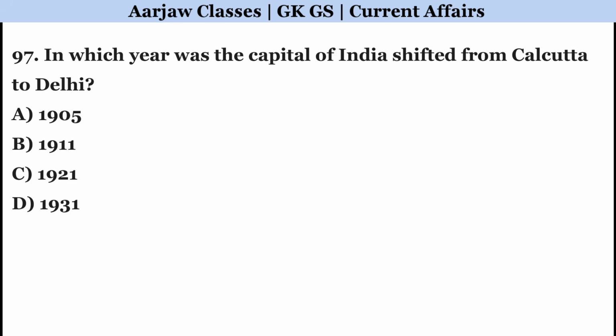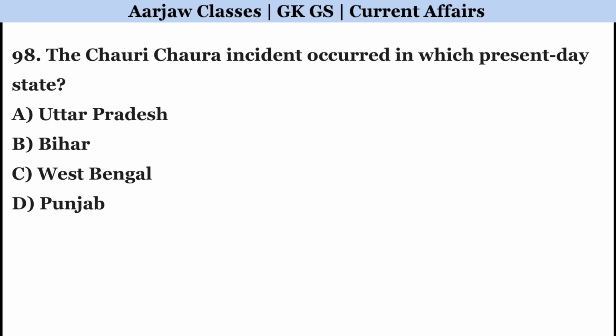In which year was the capital of India shifted from Calcutta to Delhi? Correct option is B. In 1911. The Chauri Chaura incident occurred in which present-day state? Correct option is A. Uttar Pradesh.